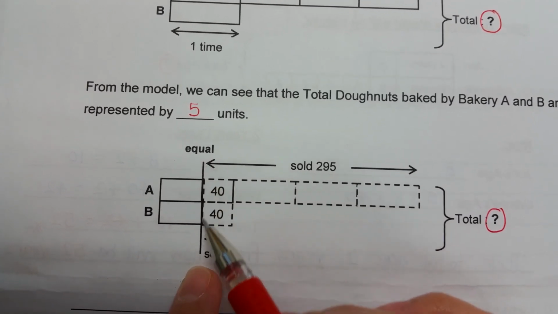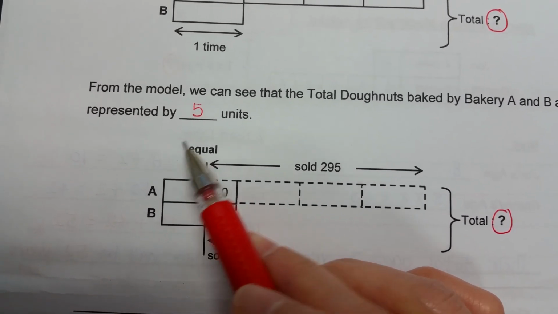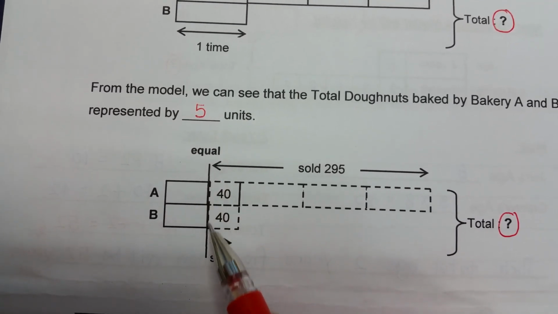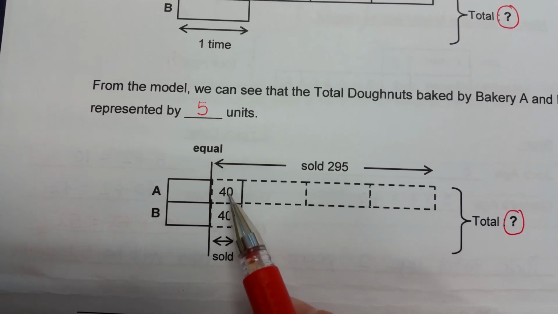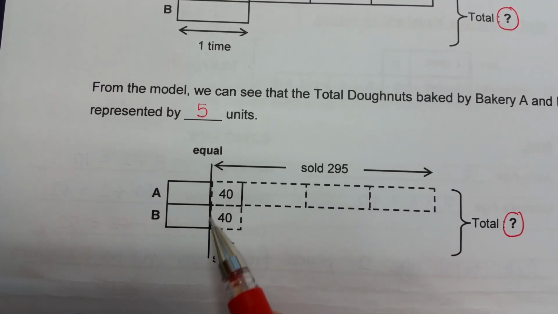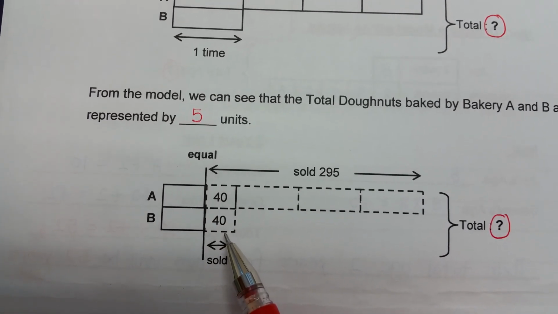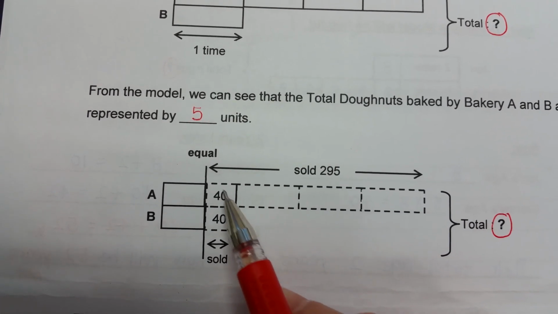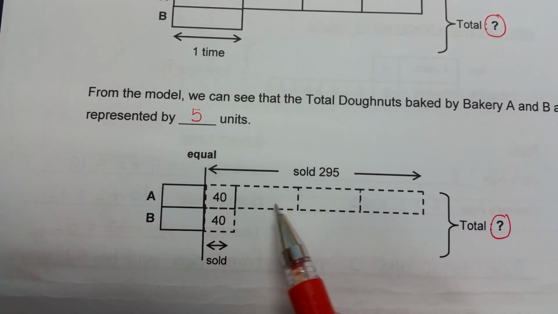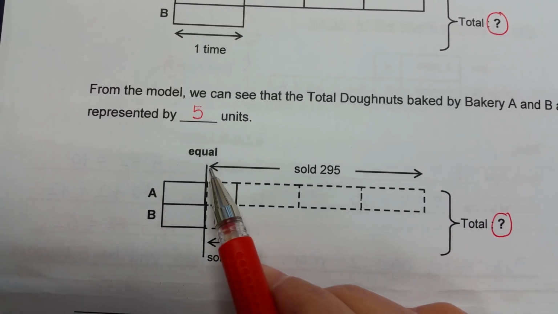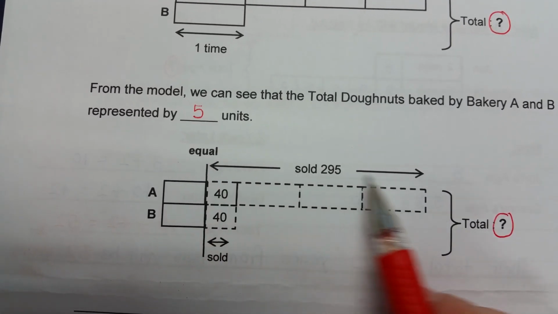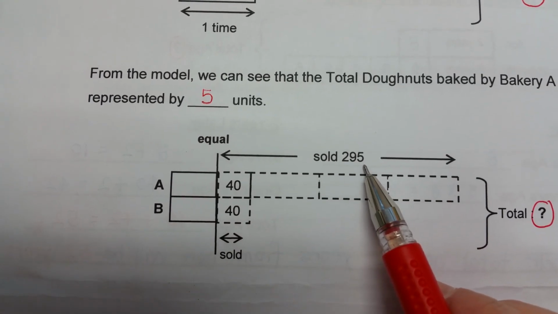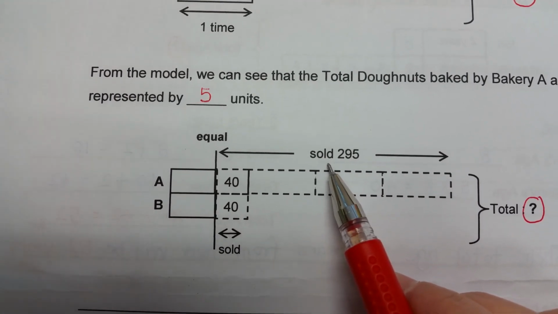And it has to be a bold line, and you should indicate it with this equal sign to tell us that A and B are left with the same number at the end. And this box here must be the 40 that was sold by bakery B. And since these two are of the same size, this box will also be 40. And the rest, from here all the way to here, will be represented by the long arrow: 295 donuts that were sold.